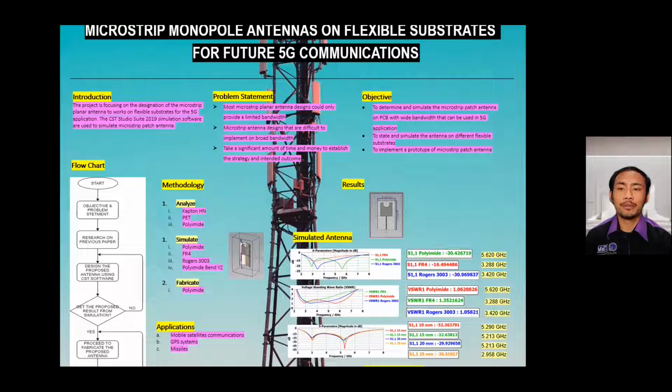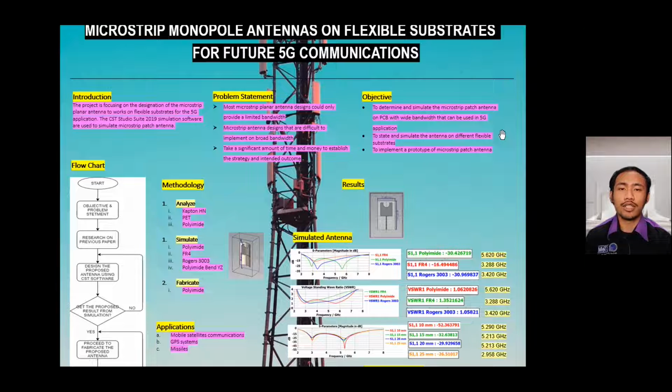Next, for the problem statement, most microstrip planar antenna designs could only provide a limited bandwidth. Second, microstrip antenna designs are difficult to implement on broad bandwidth. Next, it takes a significant amount of time and money to establish the strategy and intended outcome. These are the problem statements from the previous research.